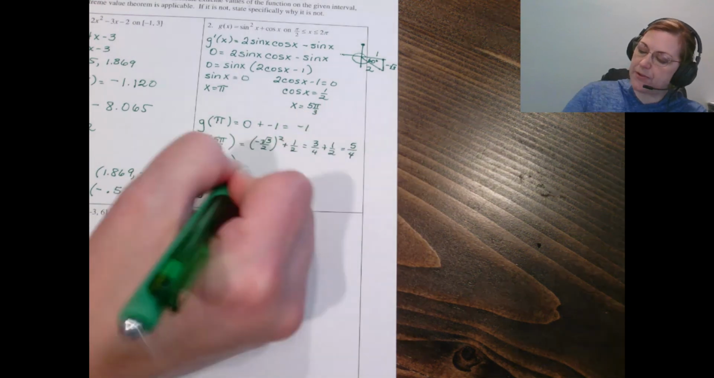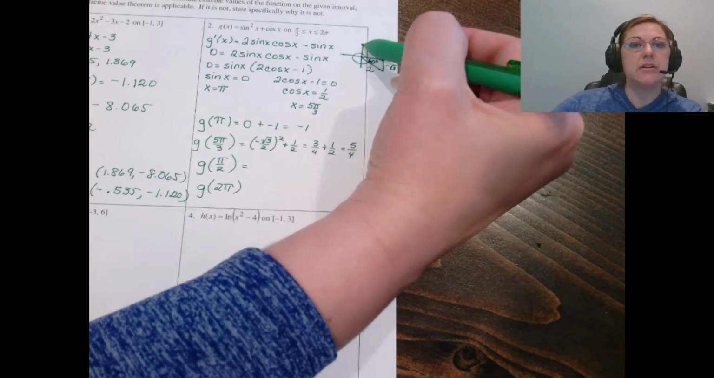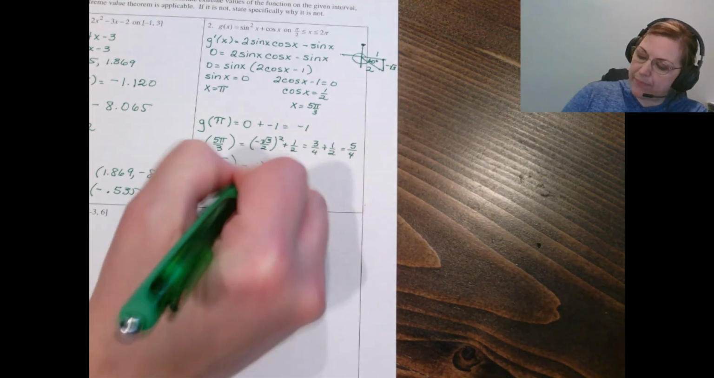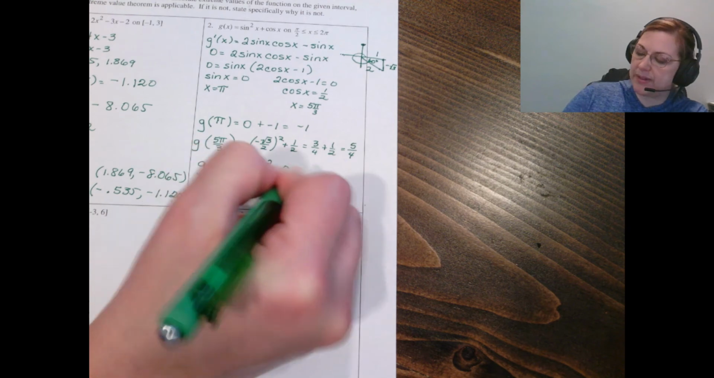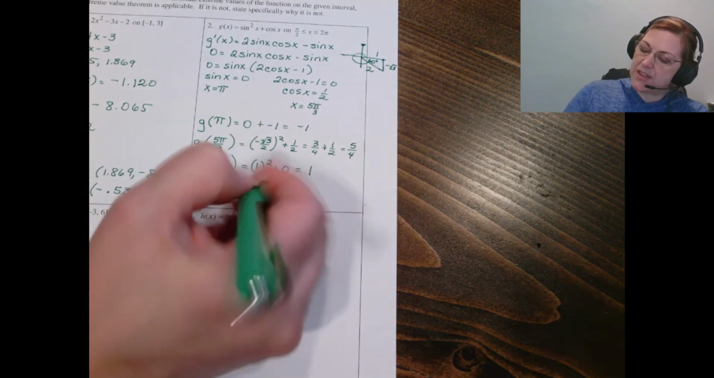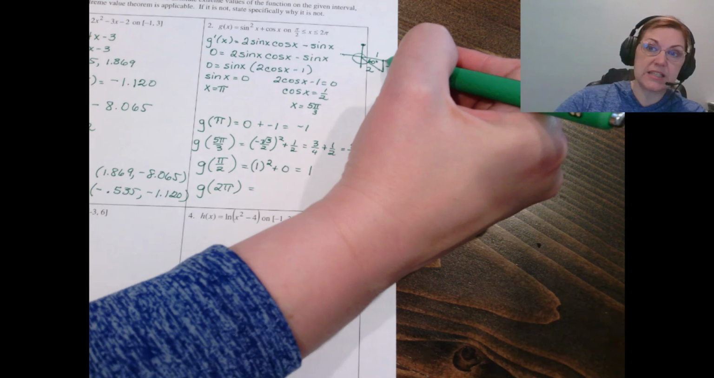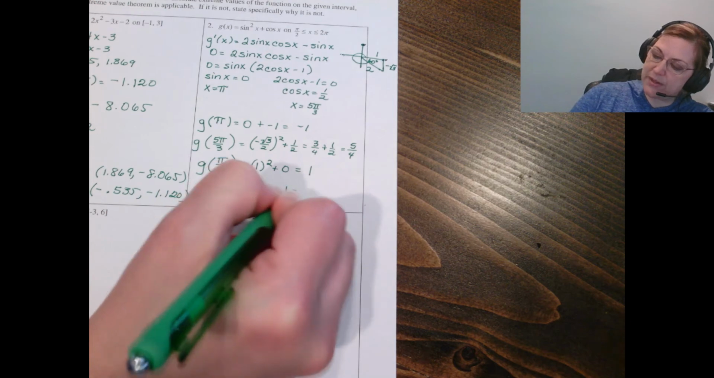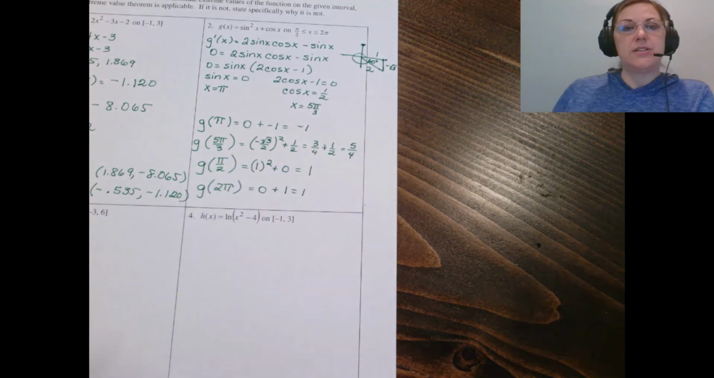Then I've got pi over 2, which is at the top. Sine of pi over 2 is 1. We're squaring it. And cosine is 0. So we get 1. And then 2 pi, which is here. Sine of 2 pi is 0. And cosine of 2 pi is 1. So we get 1. So let's summarize.